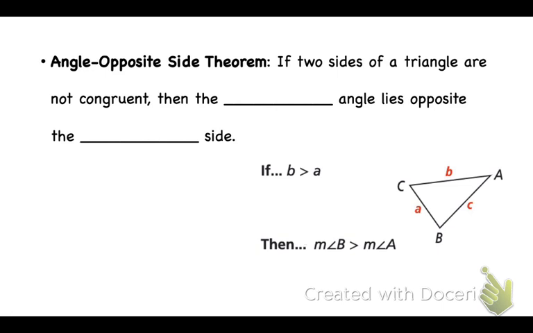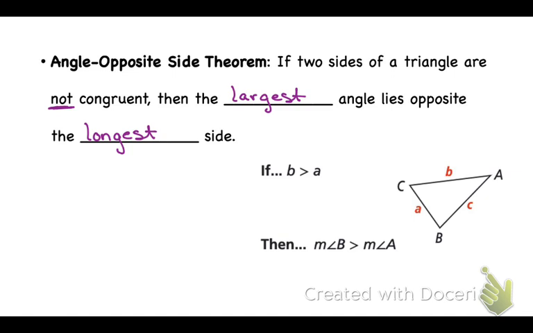So we have the angle opposite side theorem. It says if two sides of a triangle are not congruent. Now, all last two weeks we've had everything congruent, yes? And all those rules still apply. But we're going to talk about when they're not congruent. Then the largest angle lies opposite the longest side. That makes sense. I think it makes complete sense.